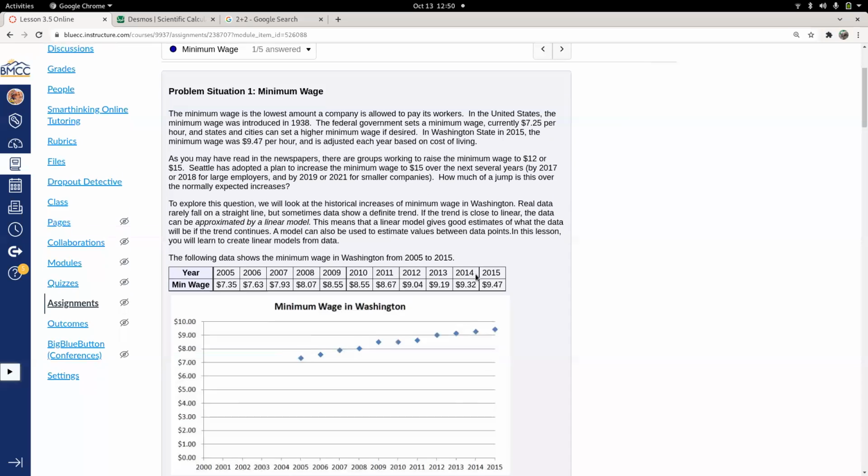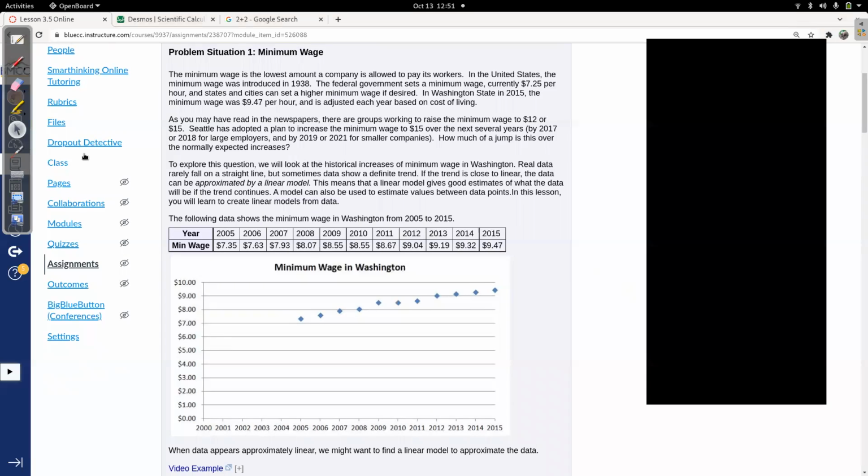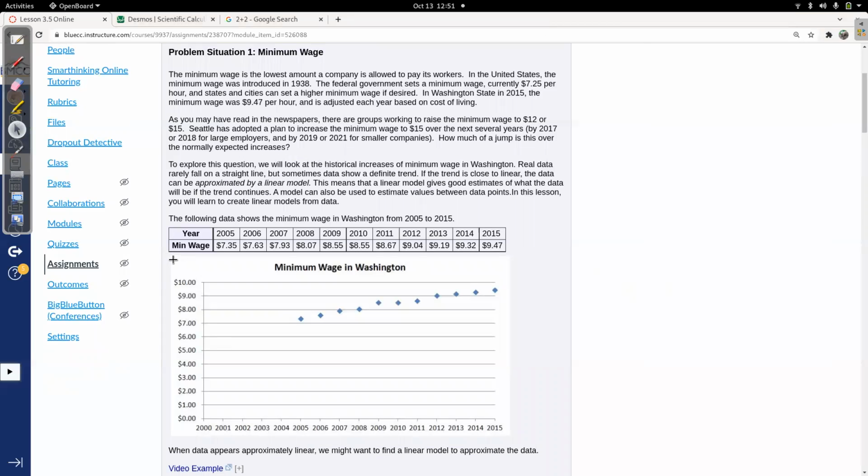Next page here, we're going to take some data about minimum wage in Washington State. And so that's presented here both as a table and as a graph. And we're going to pick 2 points in this graph to find a line that goes through them. And when we do problems like this, you can't just randomly pick 2 points, and I want to show you why. So I'm going to take a screenshot of this so I can scribble on it. So we have to be deliberate about our point choice.